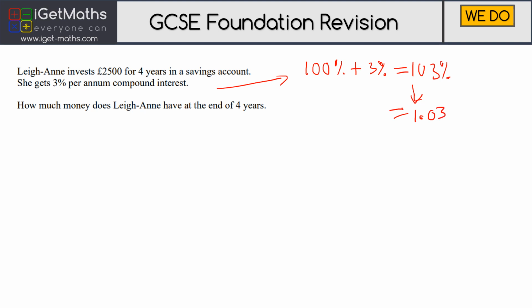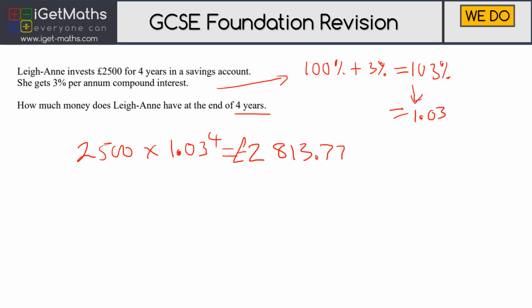1.03, sorry. So now you set up your question, 2,500 times your compound interest amount, which as a decimal multiplier is 1.03, and then to the number of years, which is 4. Hit that in your calculator exactly as you can see on the screen, and you will get 2,813.77 to 2 decimal places, because remember you're talking about money here, so that'd be 77 pence, and you're done.